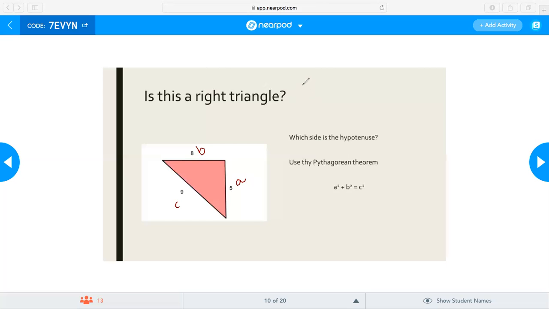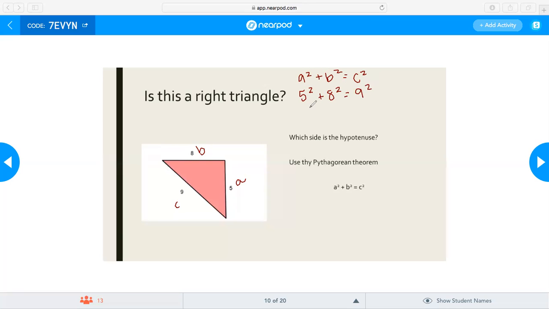So now that I've labeled, I can do A squared plus B squared equals C squared. And we want to see if this is a right triangle. So if you're ahead of me, please figure it out on your own first. You don't have to wait on me. So I labeled A as 5, so 5 squared plus B squared. 8 is B, so 8 squared. And we want to see if that equals C squared, 9 squared.